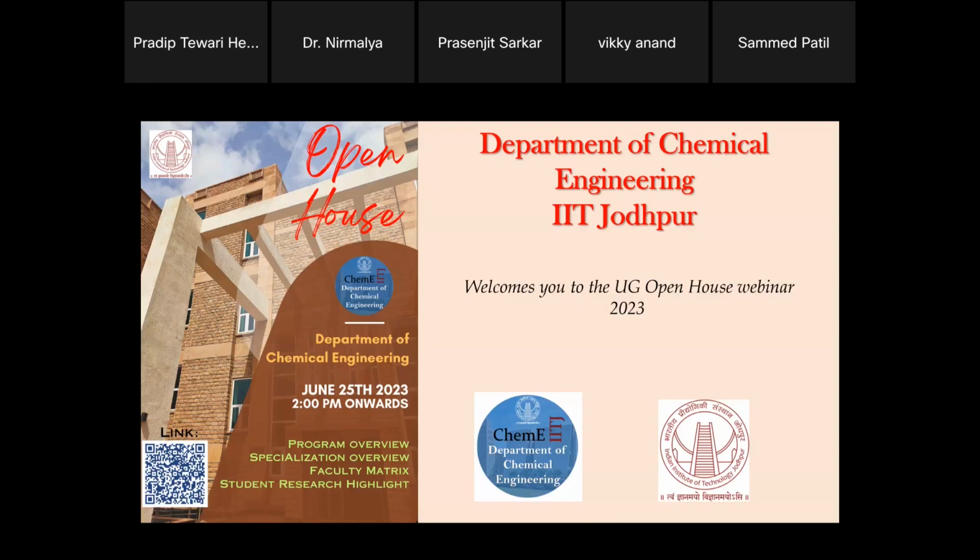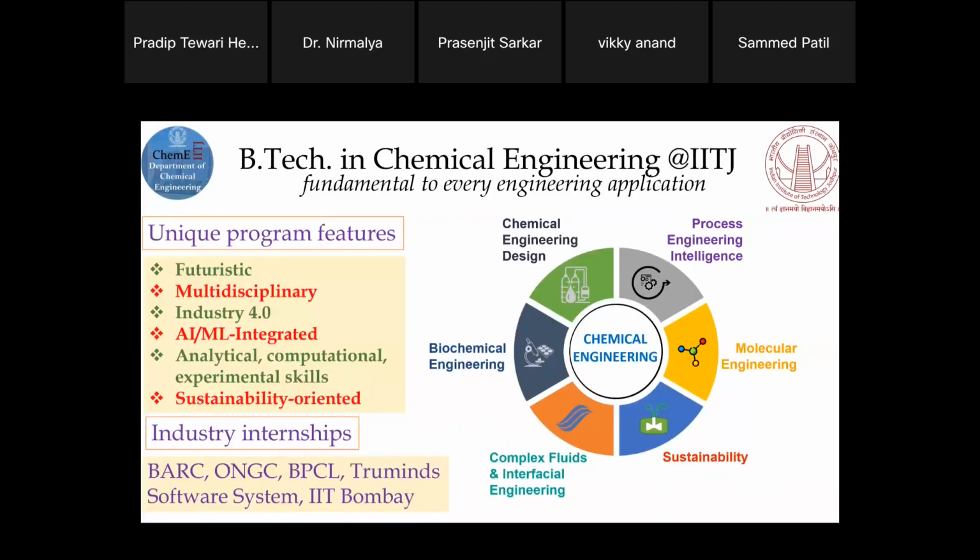So, first of all, let me tell you what we have as a chemical engineering program here. Our chemical engineering program, as you can understand, is a combination of different things. So, what is chemical engineering, first of all? Chemical engineers are those people who produce different kinds of chemicals. And you must know that India is the sixth largest producer of chemicals in the world.